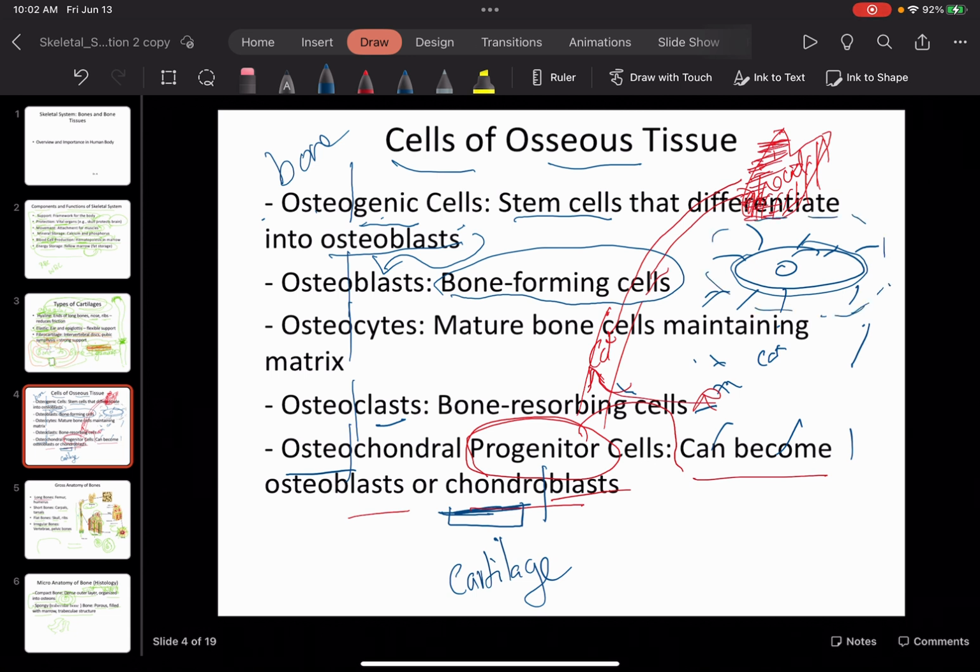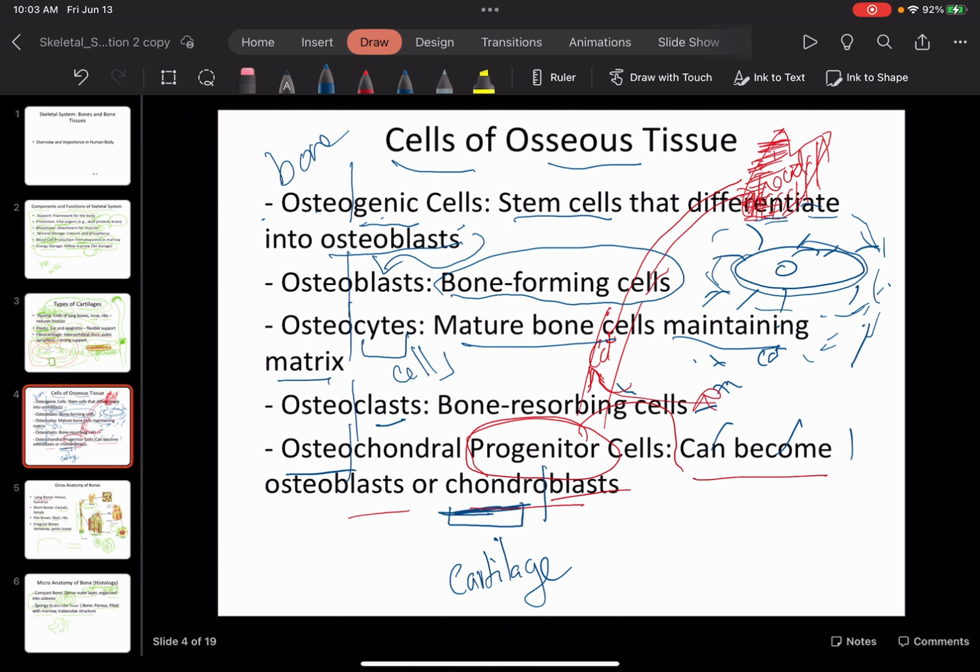Then osteocytes. When you hear about cytes, it means what? Cells. Bone cells, that's a mature bone cell. The main function is maintaining the matrix. Once the osteoblast has formed the bone, you need to maintain it. So calcium, all the nutrients, how the communication goes. So the extracellular matrix is maintained by the osteocytes.